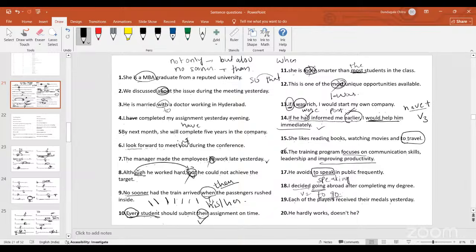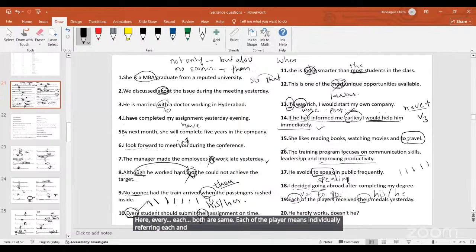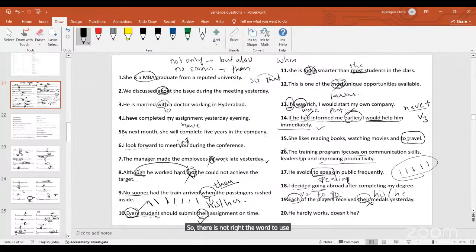Next, each of the players received their medals yesterday. In the place of their, his or her. Yes, same. Here, each, both are same. Each of the players means individually referring to each and every player, as they don't come under any group. So their is not the right word to use here. So his or her medals yesterday.